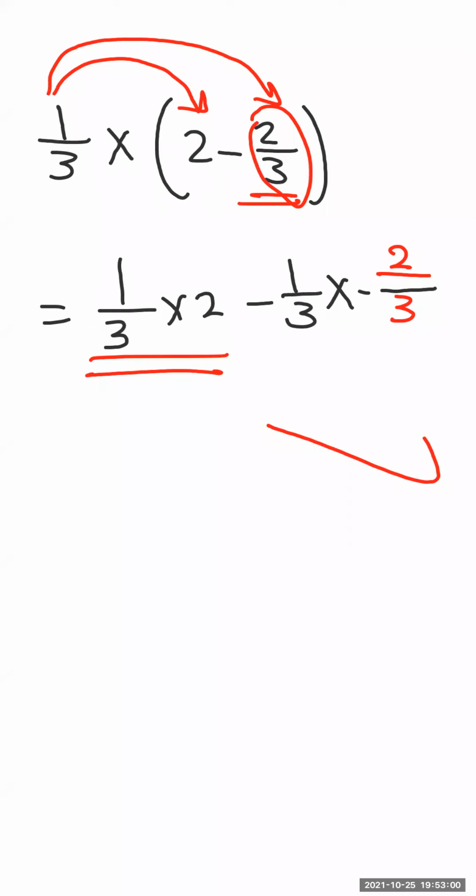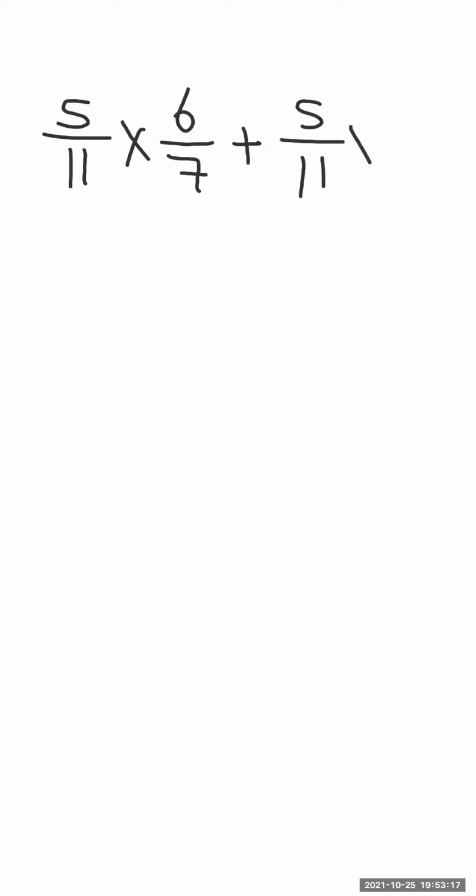Okay, let's continue to the next questions, which is about the distribution property. Use the distribution property to find the value of 5 over 11 times 6 over 7 plus 5 over 11 times 1 over 7.